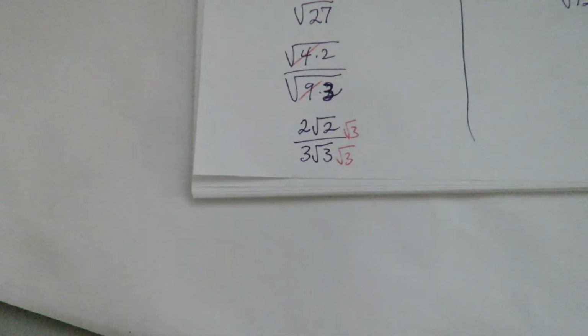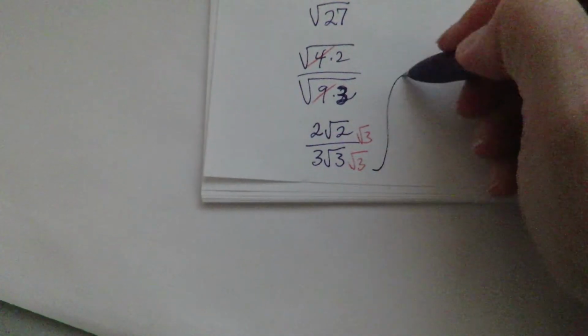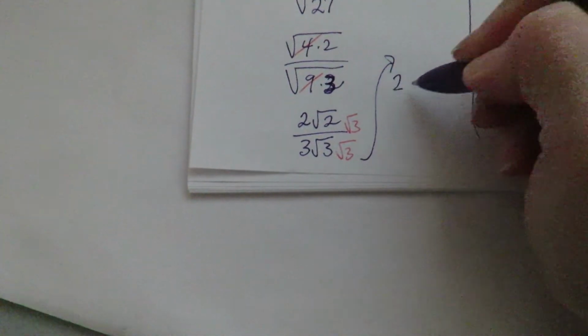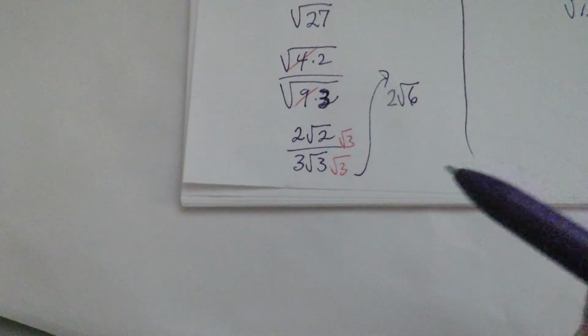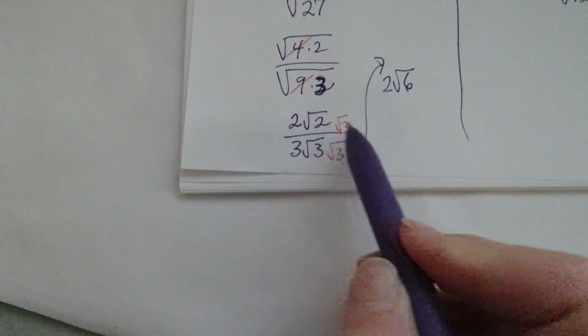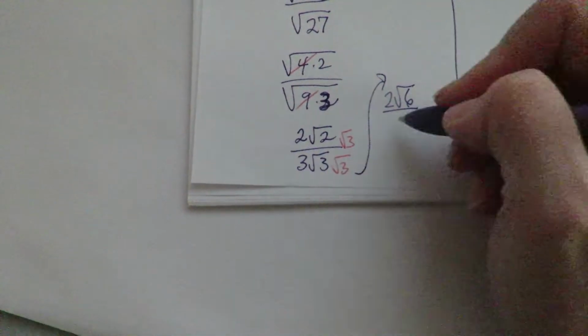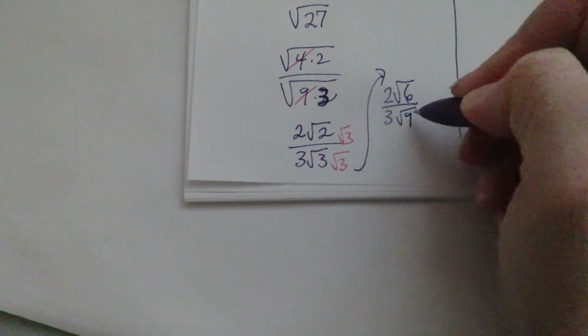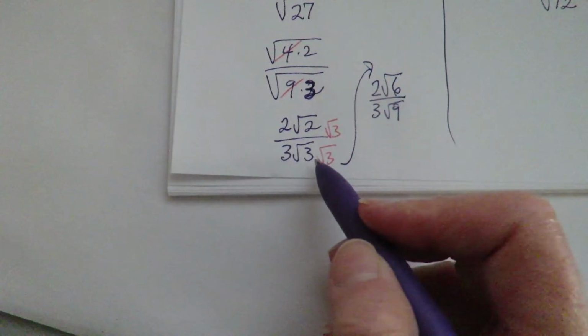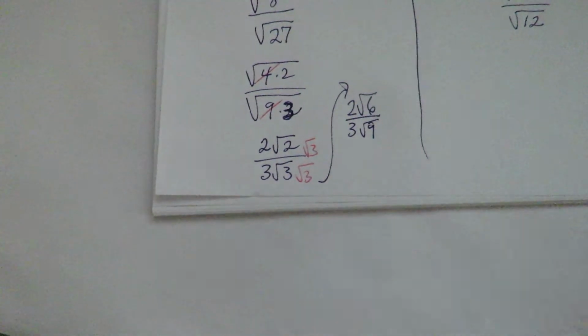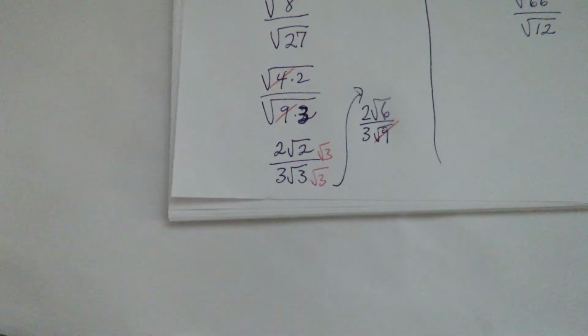So I'm going to multiply up and down by radical 3. So in the numerator, I'm going to have 2 radical 6. Since these are both under the radical, you can multiply them. So that becomes a 6. Since these are both under the radical, you can multiply them. So it's 3 radical 9. Because I'm now forcing out the radical 3. And then the radical 9 comes out as a 3.